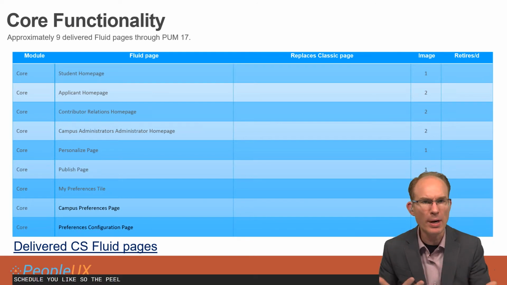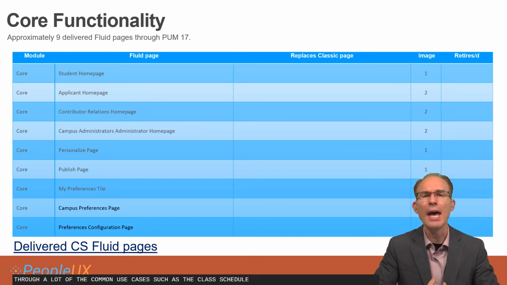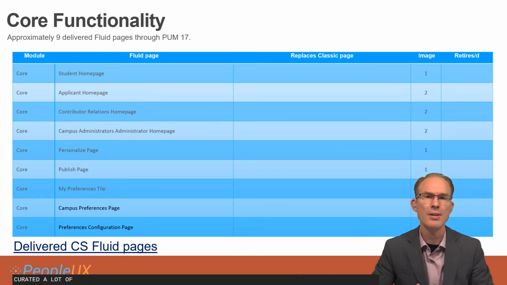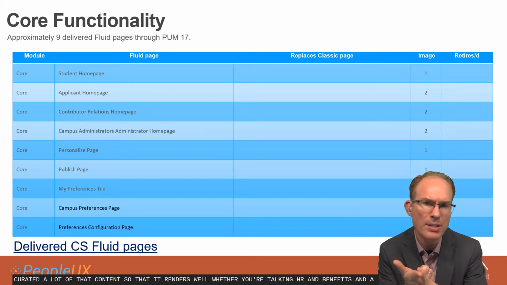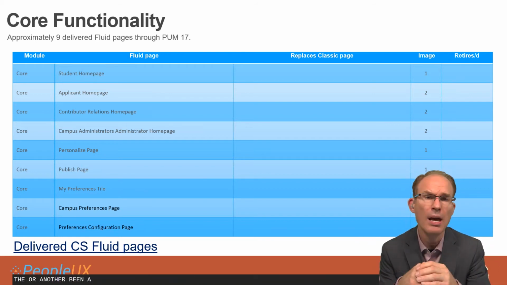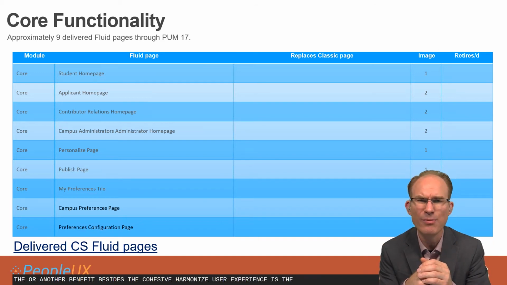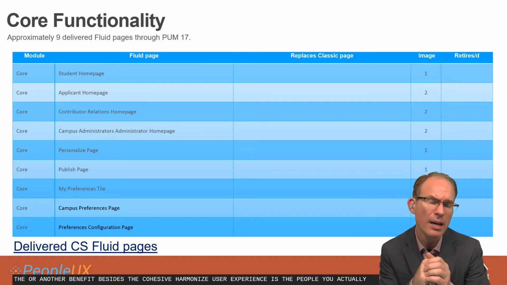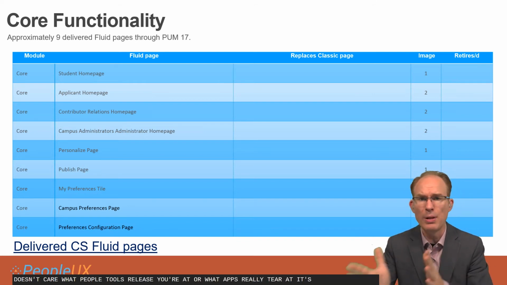So the Appsian PeopleUX team has gone through a lot of the common use cases, such as the class schedule, and they have what we call curated a lot of that content so that it renders well, whether you're talking HR and benefits and employee self-service, or campus solutions. And another benefit, besides the cohesive or harmonized user experience, is that PeopleUX really doesn't care what PeopleTools release you're at or what apps release you're at.